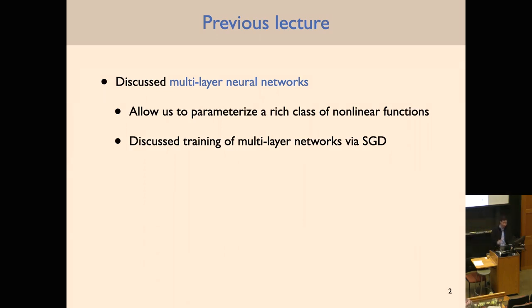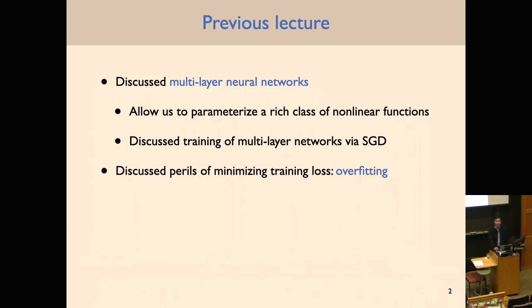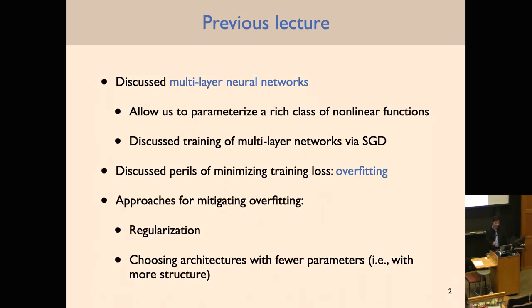In the previous lecture, we continued our discussion of multi-layer neural networks, and then we used this TensorFlow playground to basically see the kinds of rich nonlinear functions that multi-layer networks allow us to efficiently parameterize. And then we talked about how we can train multi-layer networks using stochastic gradient descent. And then we looked at overfitting. So what happens when you just minimize your training loss? You can do that pretty well, but potentially at the cost of not doing so well on the thing that we actually care about, which is the test loss.